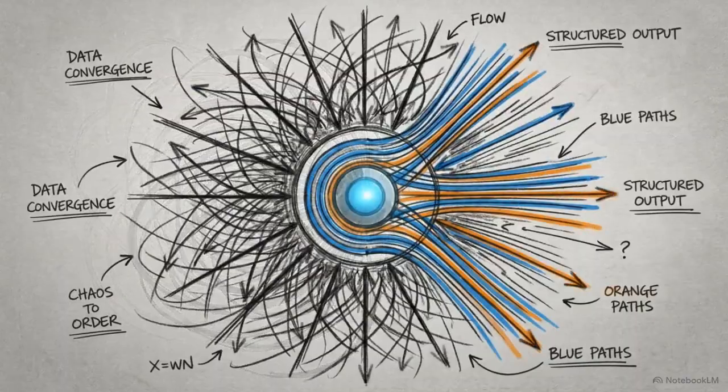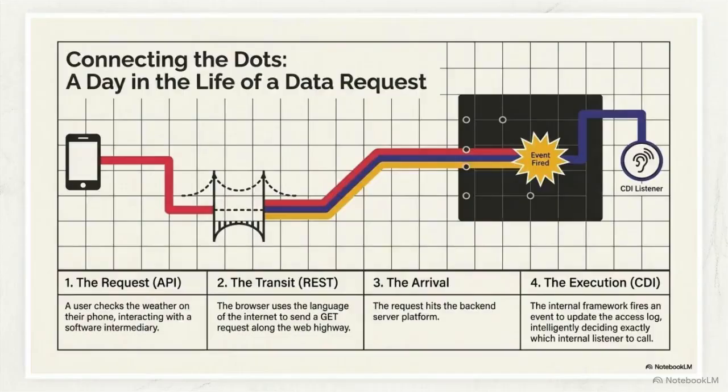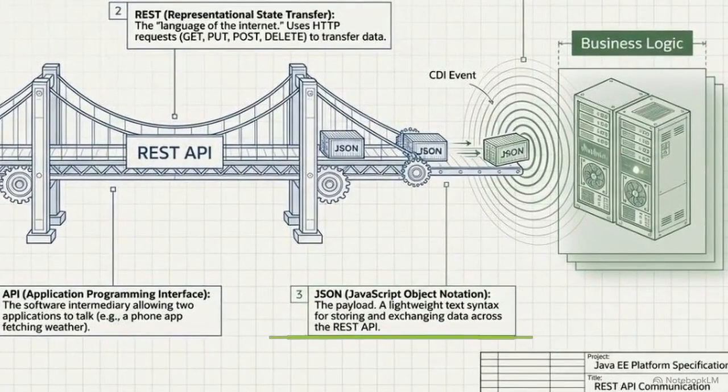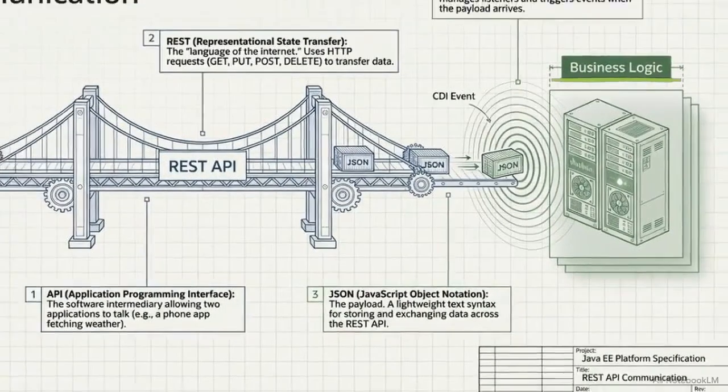This process diagram maps a complete data request lifecycle. A mobile app makes an API request, the browser uses REST to transit the data over the web, the request hits the backend server, and the internal framework fires a CDI event for execution. Looking closely at the bridge in this illustration, we see the payload itself. It travels as JSON, or JavaScript Object Notation, a lightweight syntax carrying the exact data across the REST API and directly into the server's business logic.